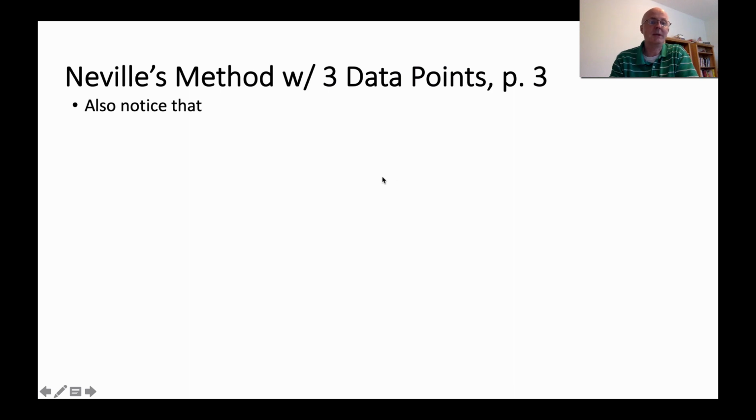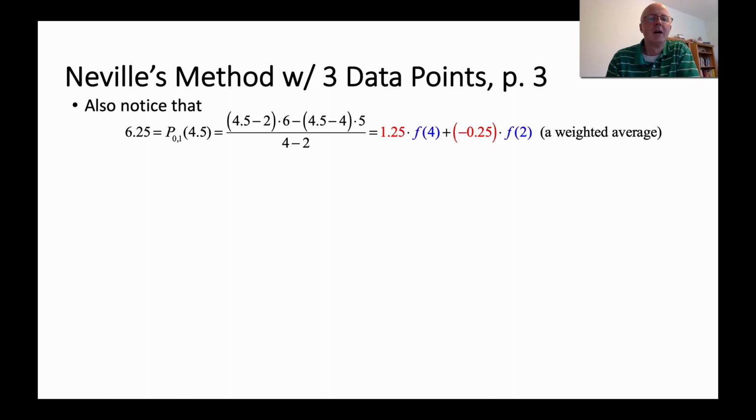All right, on to page 3. There's 7 pages to this part. Hang with me. This is really key to understanding it. Also notice, okay, again, kind of a weird looking thing that I'm doing here, that the output at 4.5, 6.25, is P01 of 4.5, can be thought of as this expression here, which I'm calling a weighted average.